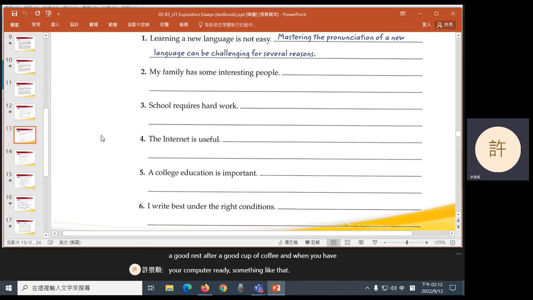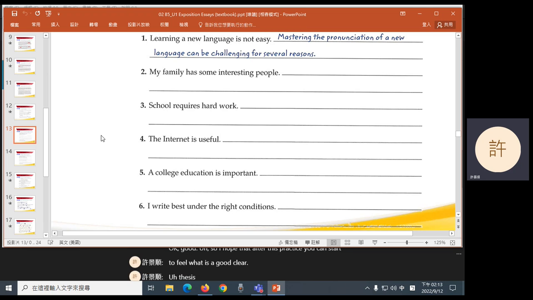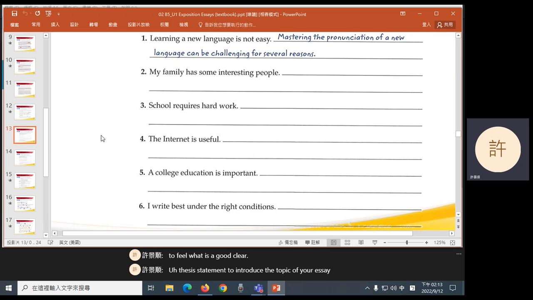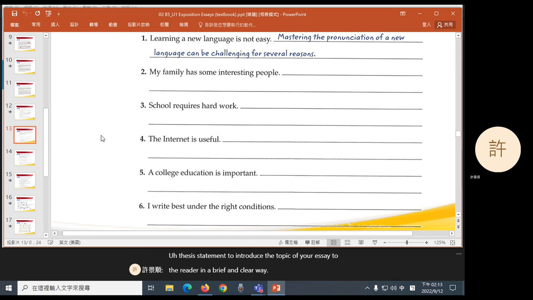Okay, good. So I hope that after this practice, you can start to feel what is a good, clear thesis statement to introduce the topic of your essay to the reader in a brief and clear way. Questions?